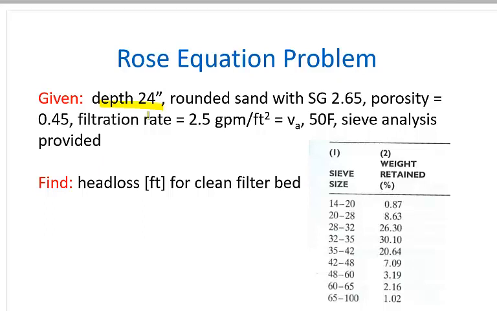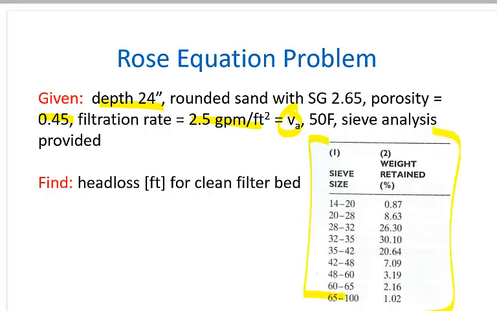We've got a depth that's provided, 24 inches. We've got rounded sand, so that's going to have a specific shape factor associated with it. It's got a specific gravity and a porosity provided, and a filtration rate in gallons per minute per square foot, which is the approach velocity V sub A. We have 50-degree water, and we've got a sieve analysis that has been provided.